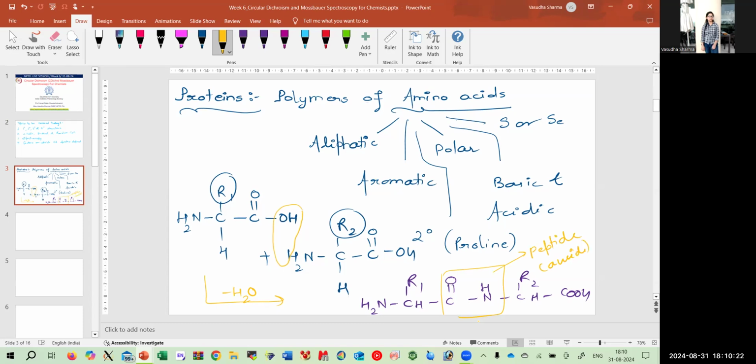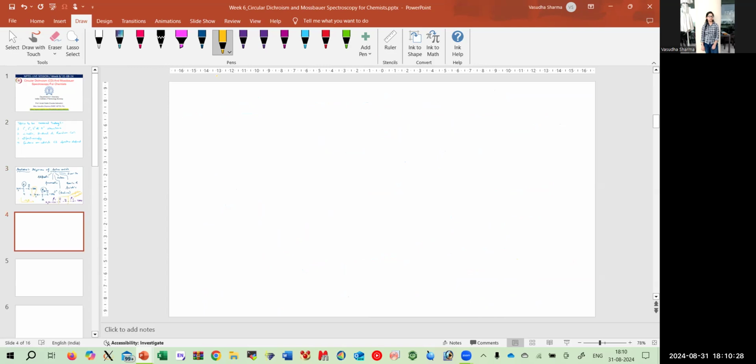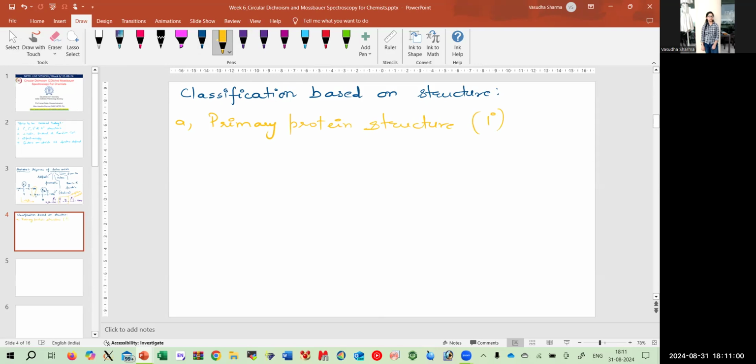Based on that only, how our structures look like in the proteins and what they are made up of, we have a classification of proteins on their structures. First is primary protein structures. Here it is basically just a combination of all the amino acids in a linear fashion.